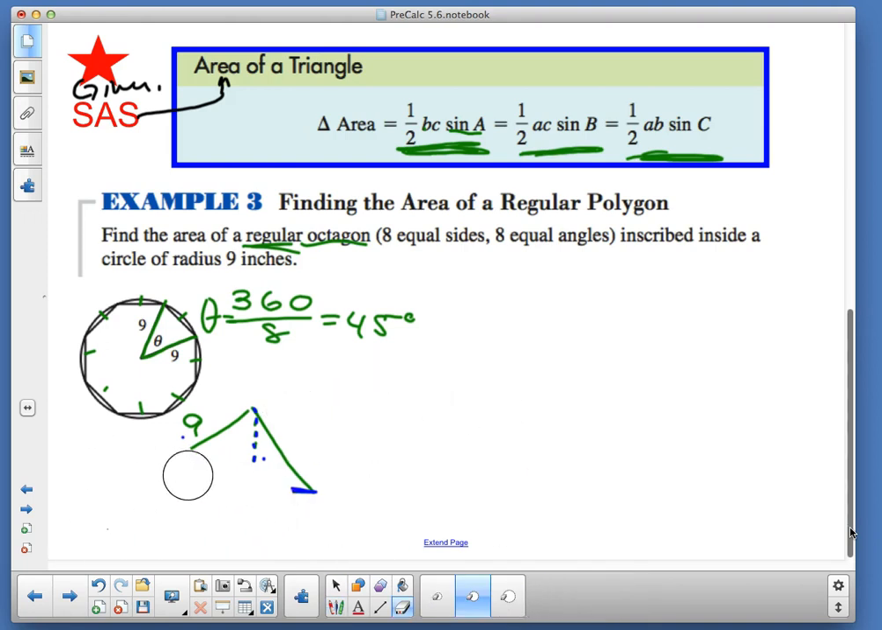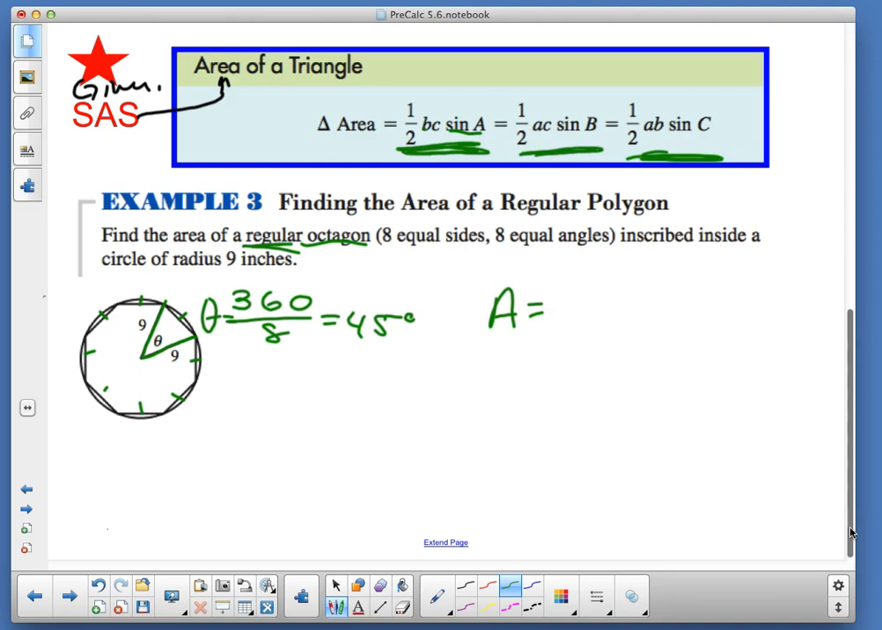So we're about to embark on using it. Okay. So as quick as it is, I'm going to find an area. Okay, so the area of the triangle, and actually this area of this figure, because it's regular, all 8 triangles are identical, right? And it's an octagon. So there's 8 of them. 1/2 times the radius squared. Okay, my radius is 9 squared times my sine of 45. Okay, I'm finding the area of one triangle. This one triangle happens to happen 8 times in this polygon.